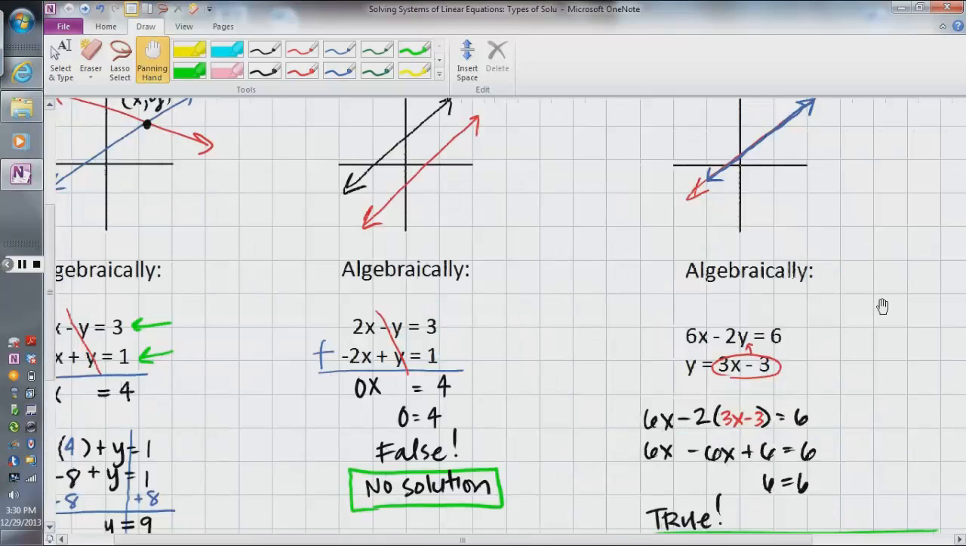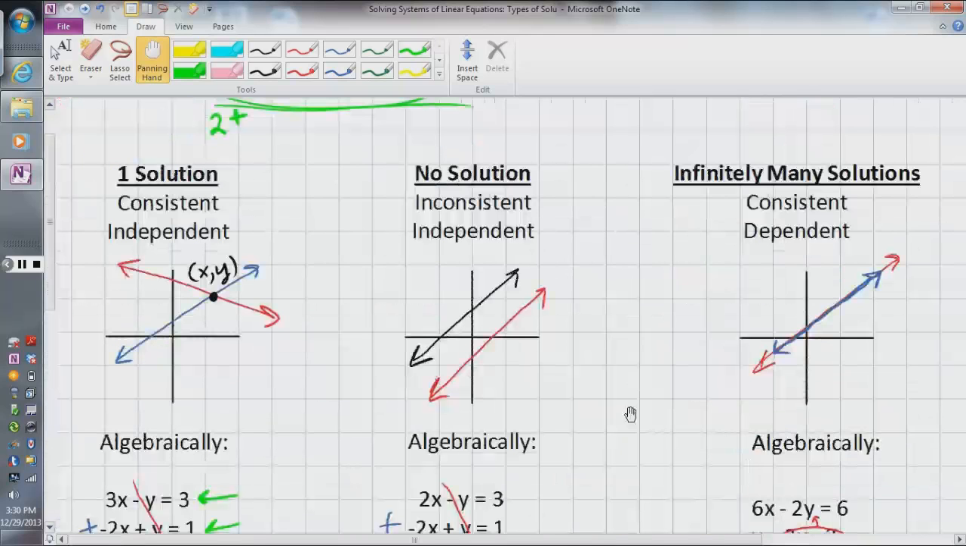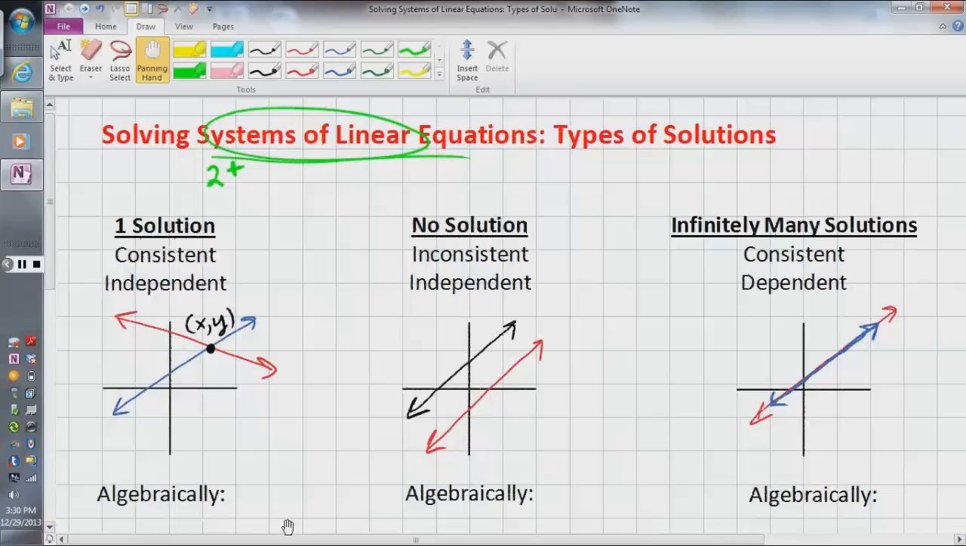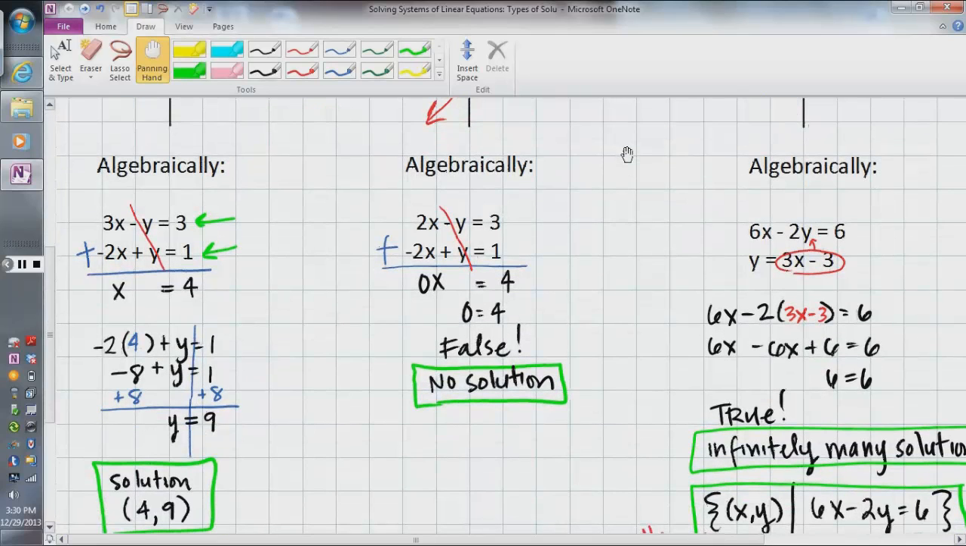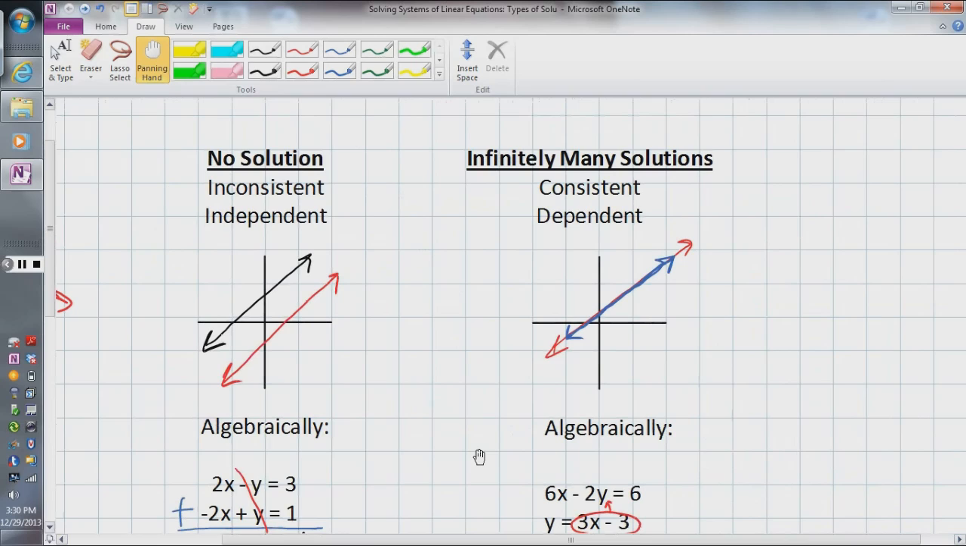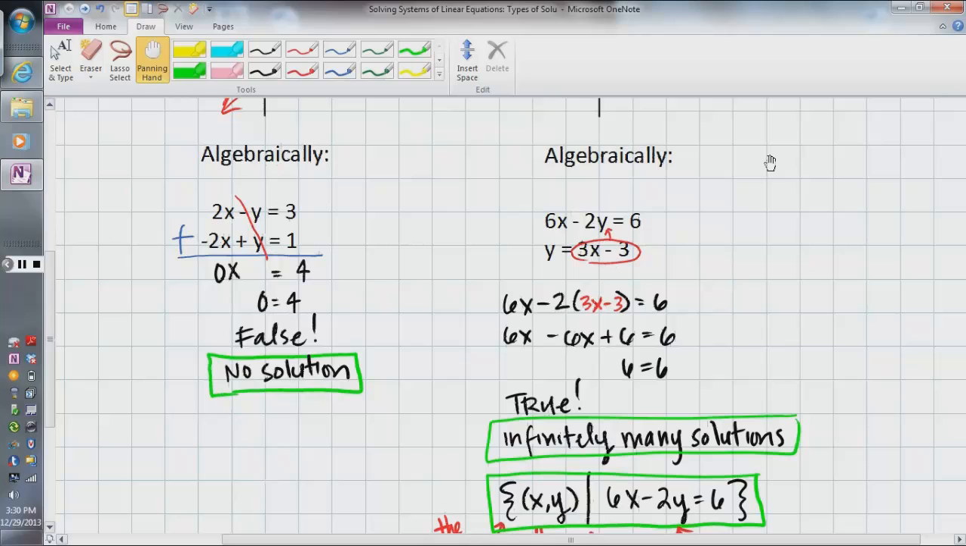So again, our three scenarios: one solution, the lines cross at one point. Algebraically, you get an x value and a y value. No solution, your lines never cross, they're parallel. Algebraically, your variables fall out, you're left with a false statement. Or infinitely many solutions, your lines are always touching. Algebraically, your variables fall out, you're left with a true statement.